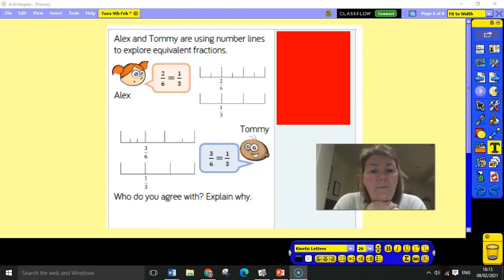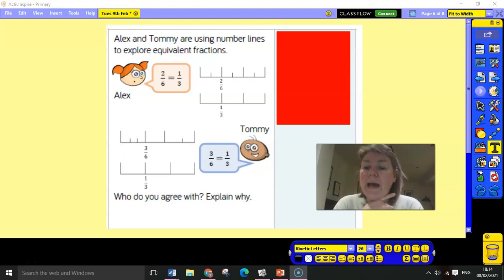Now, Alex says that 2/6 are equal to 1/3, and she's got her images there, she's got her number lines drawn, and Tommy says that 3/6 are equivalent to 1/3. So who do you agree with, and can you explain why?